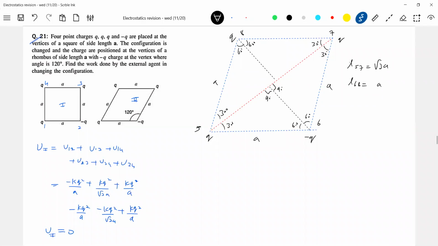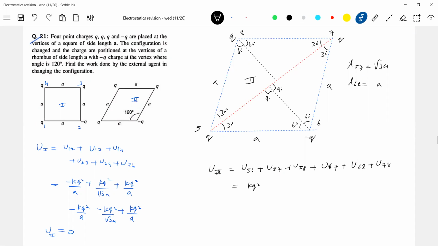I just made this to explain the angles I made. The other thing is you can directly go for the diagonal's length in the rhombus. So now write down the interaction in the second situation: U56, U57, U58 plus U67, U68, U78. That is 5-6, 5-7, 5-8, 6-7, 6-8, 7-8.